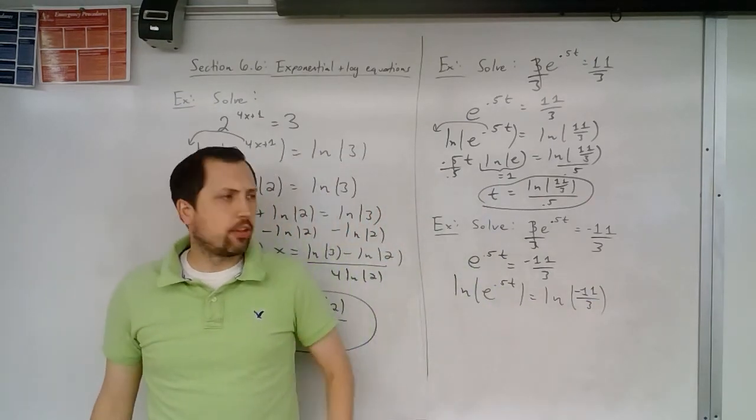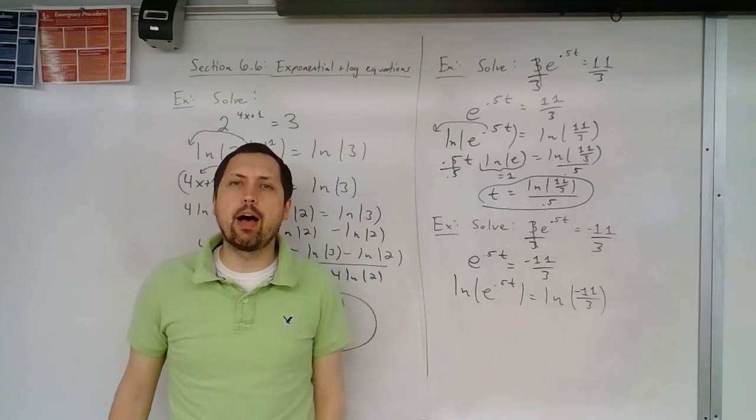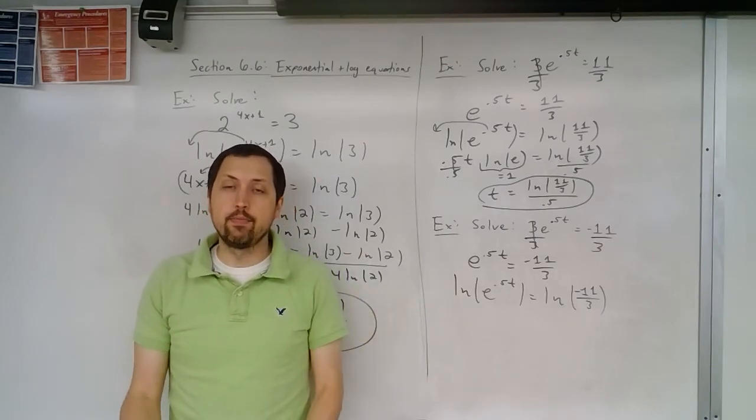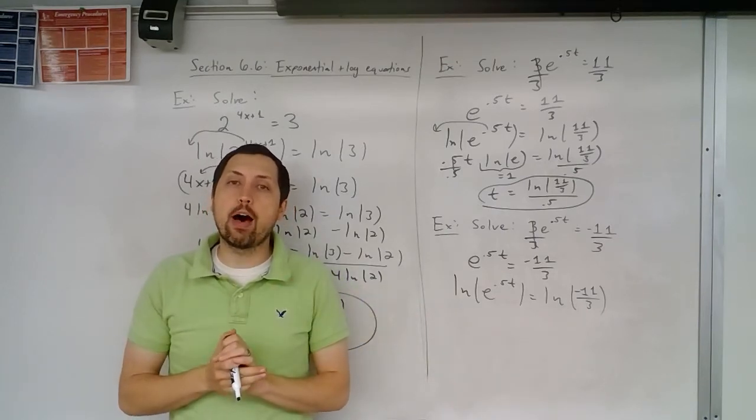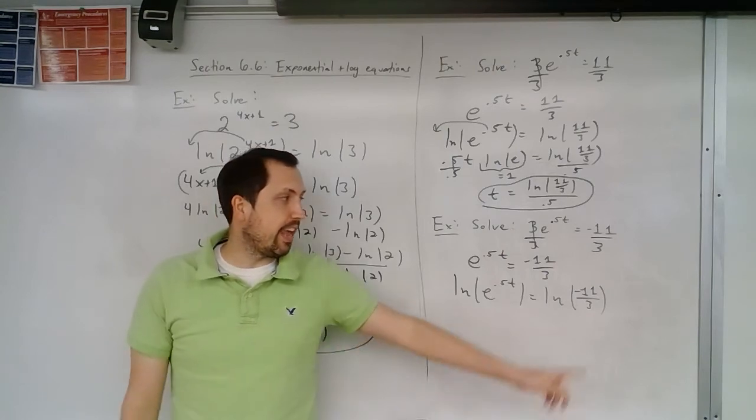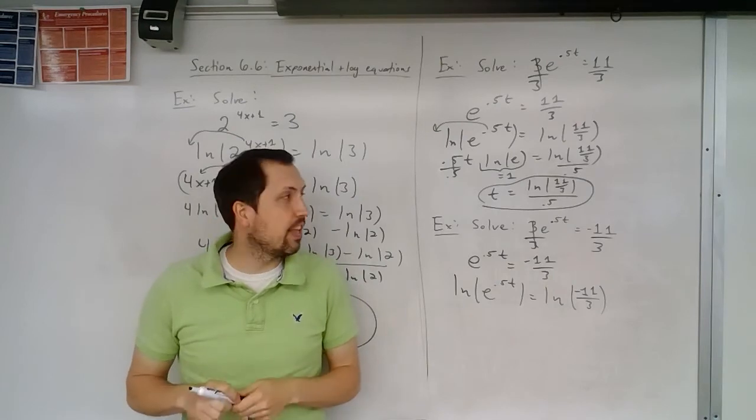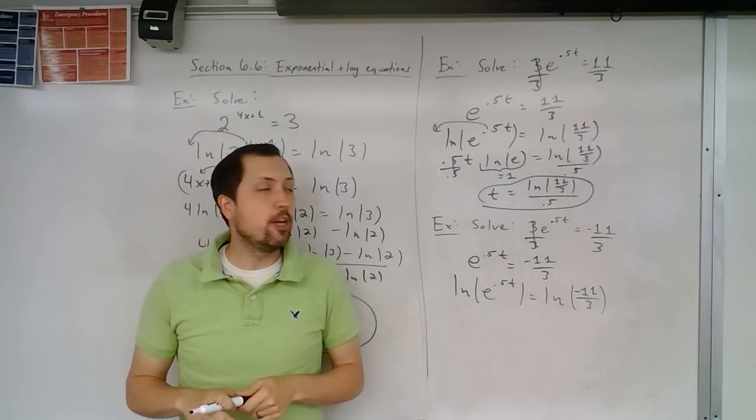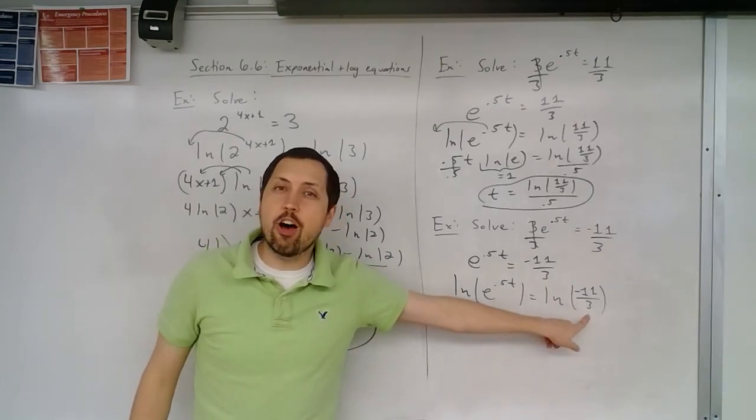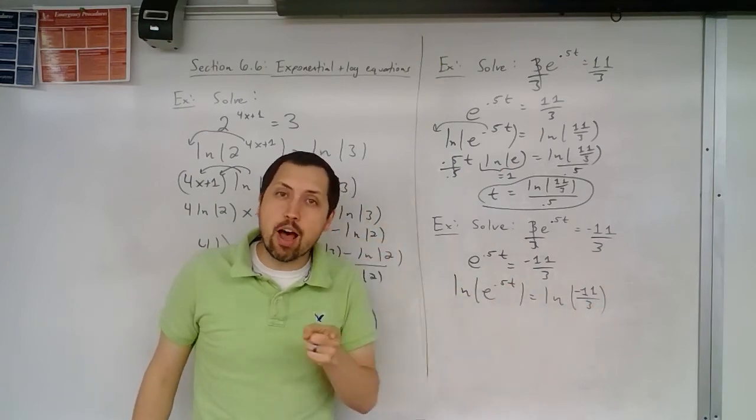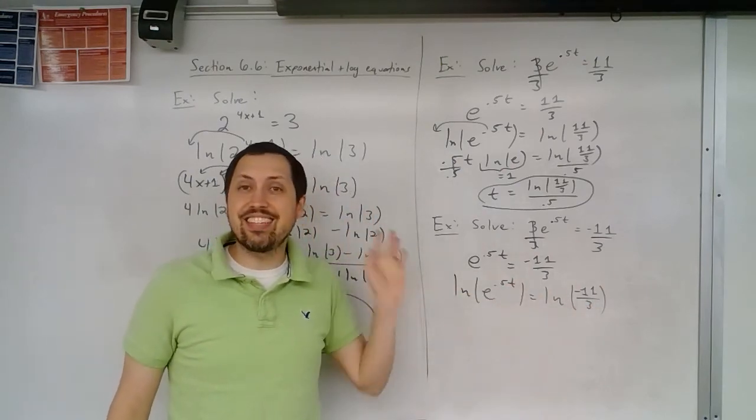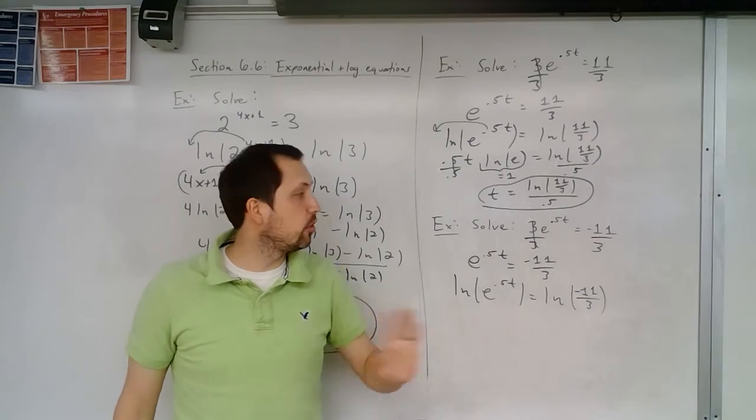But there's something very bad about this. Very bad. We had a rule about logarithms. The inside of a logarithm can never be negative. We are never allowed to have a logarithm of a negative. So if the inside of the log is negative, that is a problem, and that means this cannot be done. There's no solution.